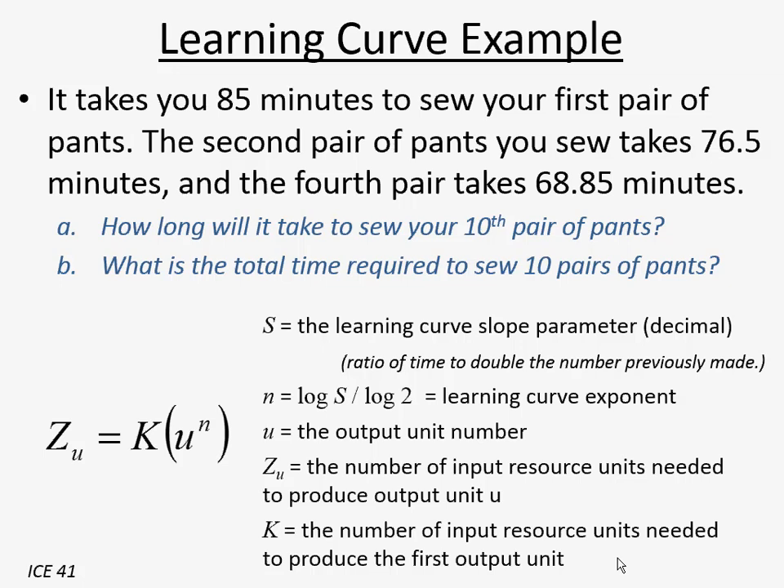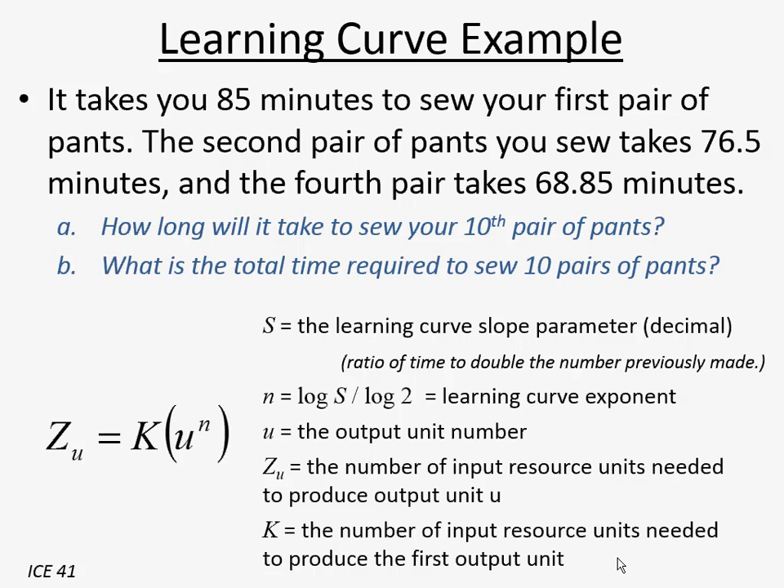Yes? Yeah, we don't have data for the third pair of pants, right? So the second, compared to the fourth, is 90%. Mm-hmm. Is the third one less?